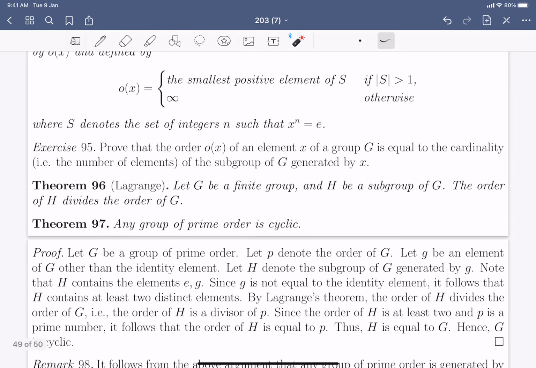Yeah. So here's an exercise for you. Show that the order of an element X of a group G is equal to the cardinality of the subgroup of G generated by X, okay? I'm not going to give you any input for this exercise right now.